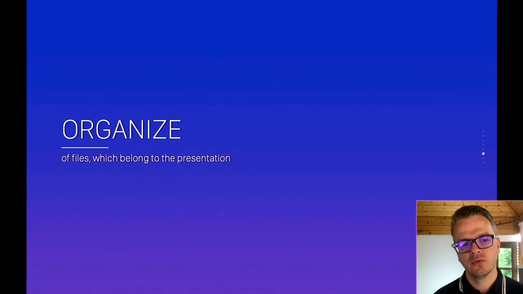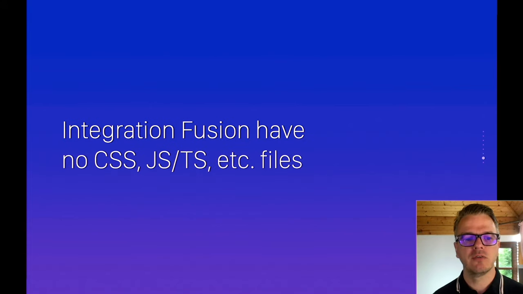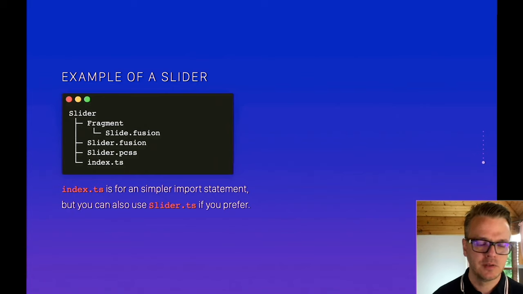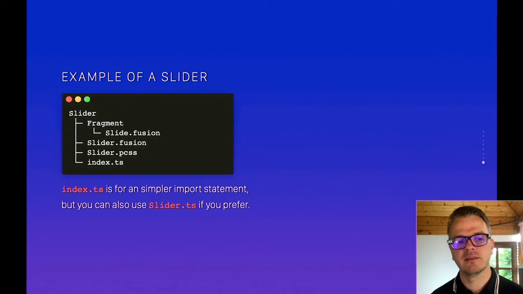So, how do you organize the files which belong to the presentation component? Because integration Fusion files have no CSS, JS, TypeScript, etc. files. So, this is an example. It could look like this. You have a folder, slider, and there's a fragment folder inside with a slide Fusion, which is a fragment of the slider itself.